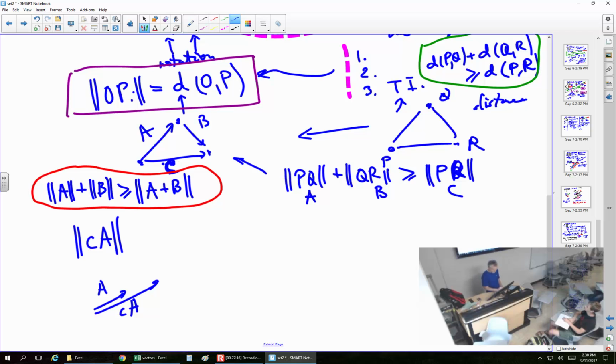Vector of C. Yes, almost. What if C is negative? We take the absolute value. Yeah, then it works out just fine.